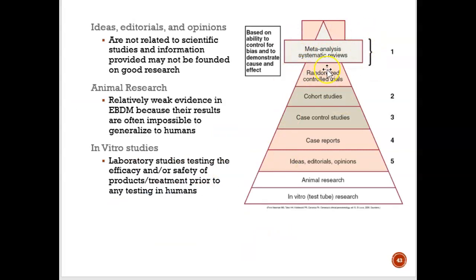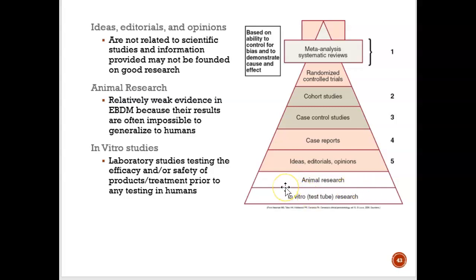Okay, so the best one is your meta-analysis systematic review. Then we have randomized control trial, cohort, case control, and case report. So we looked at all these. Next one is ideas, editorials, and opinions. So when you read someone's opinion on something, when you read an editorial, not as good. We like to see actual cases. We don't like to see someone's opinion on it. Not as strong, not as credible.